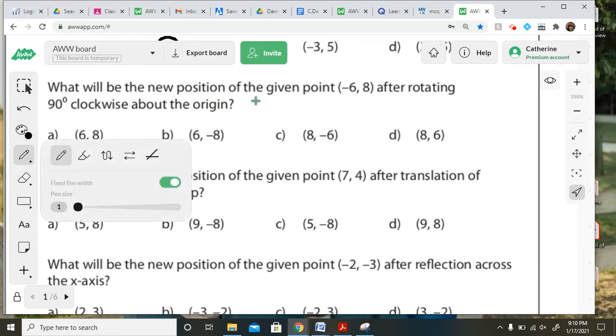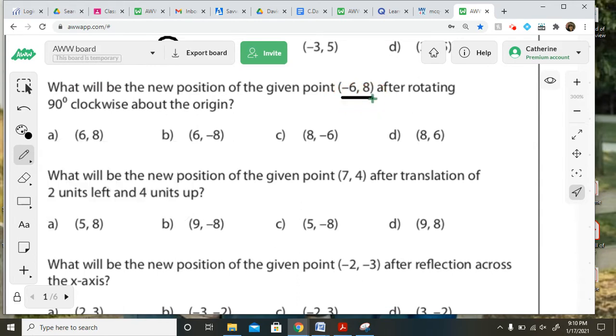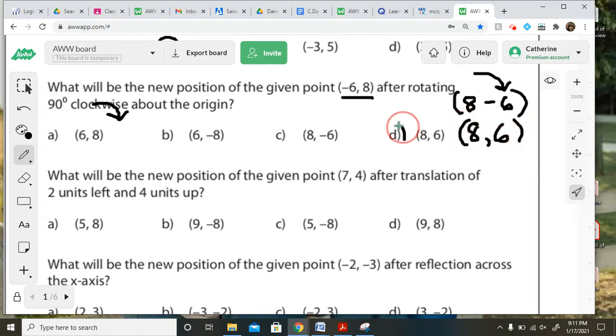Number 2 says, what will be the new position of the given point, -6, 8, after rotating 90 degrees clockwise? Remember when we rotate 90 degrees, the x and the y coordinates change places. So they changed places. There they are. And when we go clockwise, clockwise goes this way. So this coordinate would go opposite. So we have 8, +6 would be our answer, and that's D.